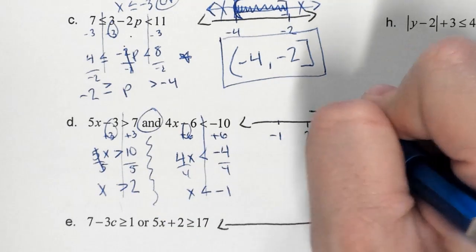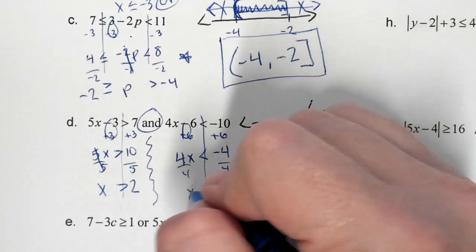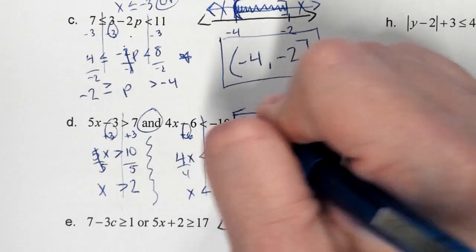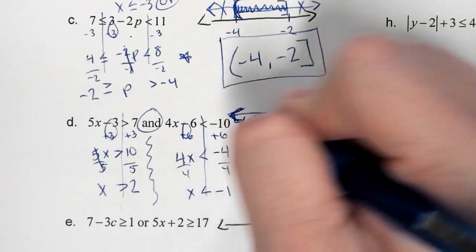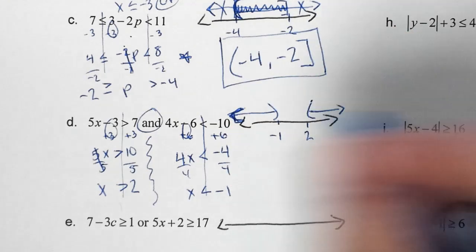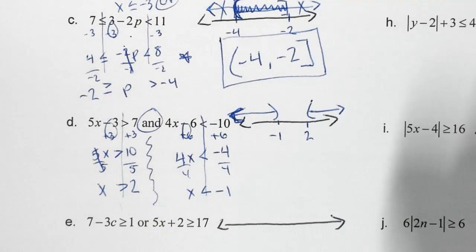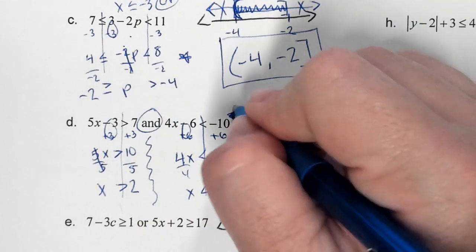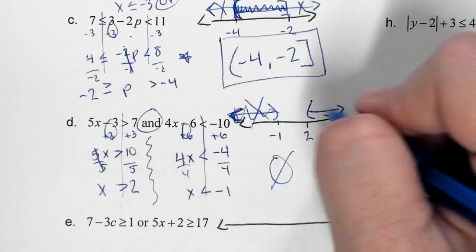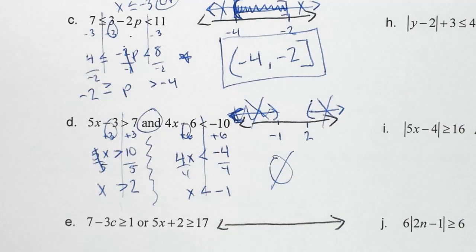So I have x is greater than 2, and I have x is less than negative 1. That's an arrow, good lord. And this is an AND problem, so it should overlap, but it does not overlap, therefore there is no solution. Oh, that should be x, sorry. So those are not there.